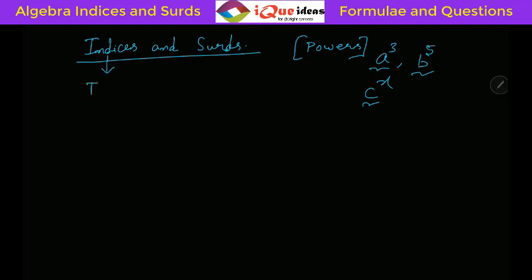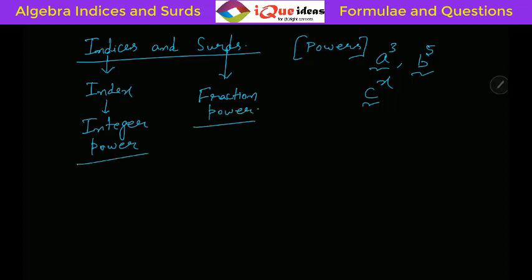Indices is the full form of the word index. Index means integer power. We'll take all of them one by one. So when the power is integer, we call them index. And when the power is fraction, we call the expressions as surds. So this is fraction power. Now let's take one by one what means what.